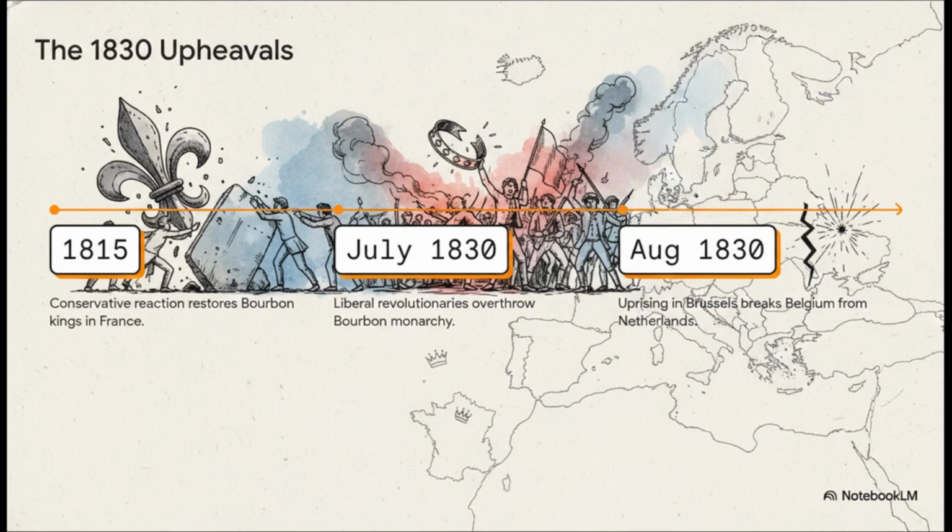Back in 1815, a conservative reaction had restored the old Bourbon kings to power. But the people weren't having it. By July 1830, liberal revolutionaries violently overthrew that Bourbon monarchy and installed a constitutional monarchy with Louis Philippe in charge. And here's why this is absolutely crucial. That July Revolution triggered an immediate domino effect. By August of 1830, an uprising sparked in Brussels, which literally broke Belgium away from the United Kingdom of the Netherlands. The map was already changing.